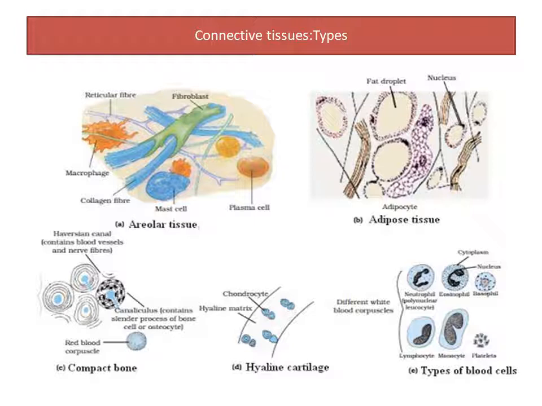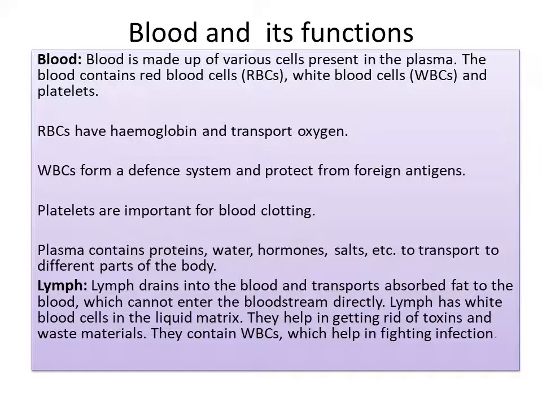Similarly, let's look at this type of connective tissue, which is blood, and you can see there are different types of cells and a plasma. The matrix over here is plasma, and different cells are moving in that plasma. So this is all about the images which are connected to the connective tissue. Now, blood and its important functions. Important questions from exam point of view.